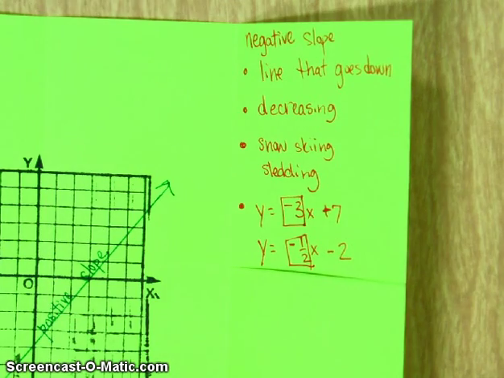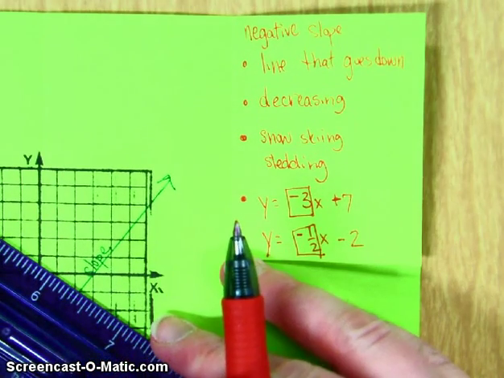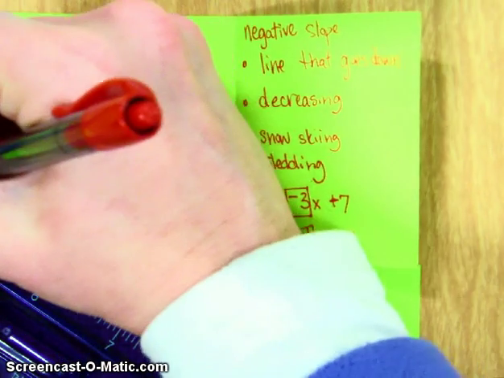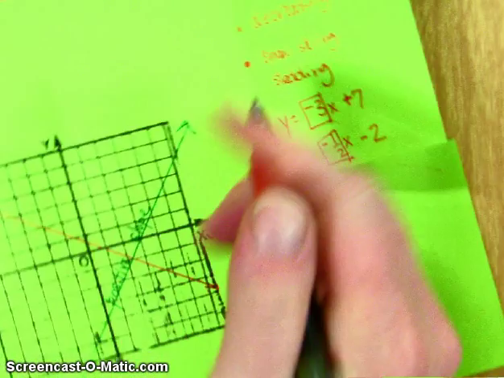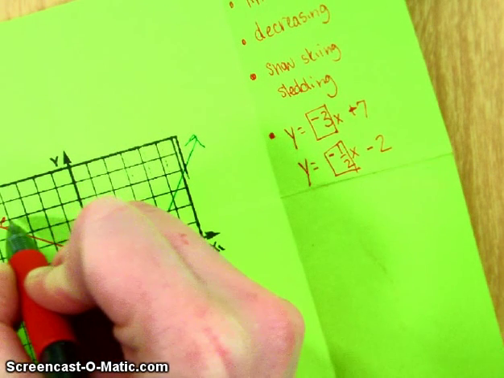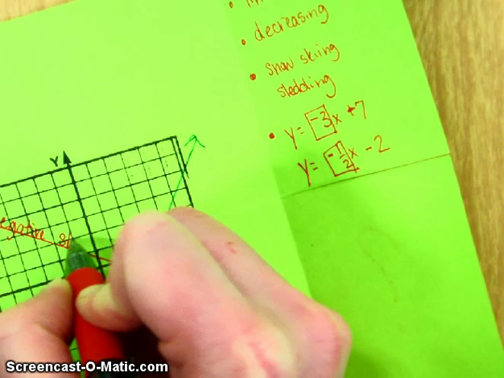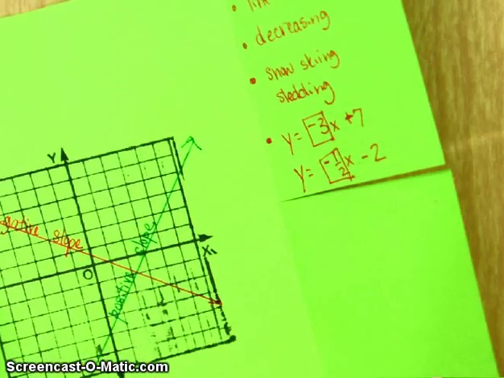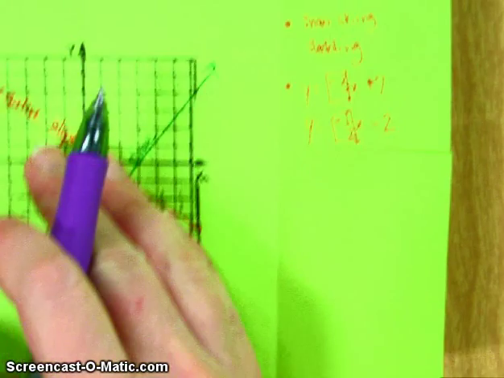On the coordinate plane, it would look like this, something like this. And here we have a negative slope. All right, next.